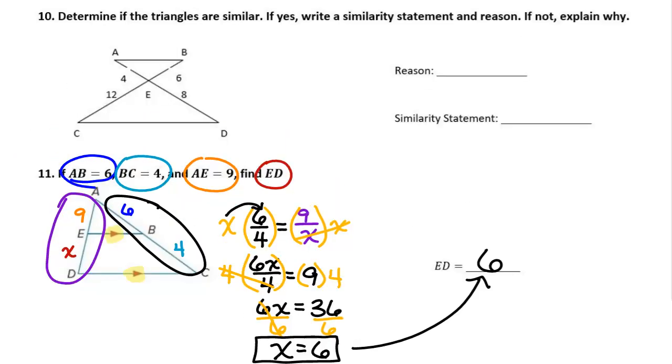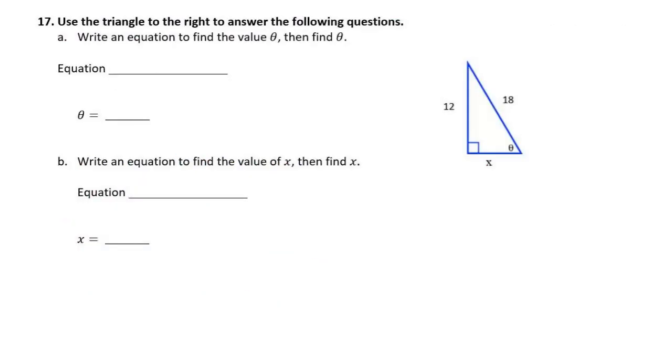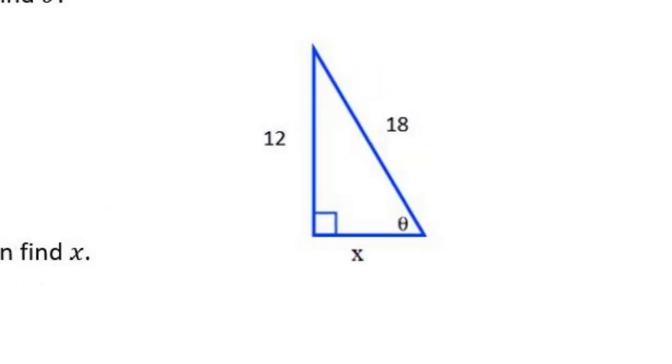All right, what else would you guys like to see? Number which one? 17, absolutely. Problem number 17. This is the next to last one that we have prepared for today. Use the triangle to the right to answer the following questions. Write an equation to find the value of theta, then find theta.